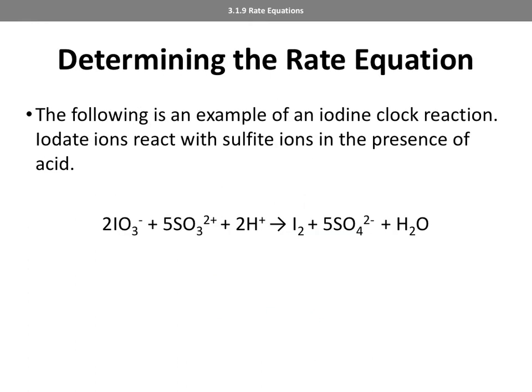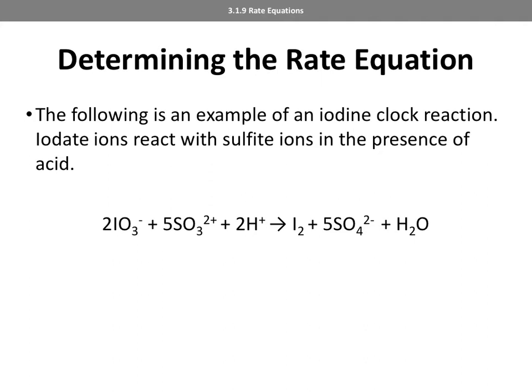So crucially, rate equations can only be determined by experiment. And the initial rates method is one way of doing this, and it involves collecting and analysing experimental data. The initial rate of a reaction is the rate of the reaction at the moment the reactants are first mixed. So we would be drawing a tangent at t equals 0, for example, and that would give us the rate at the beginning of the reaction.